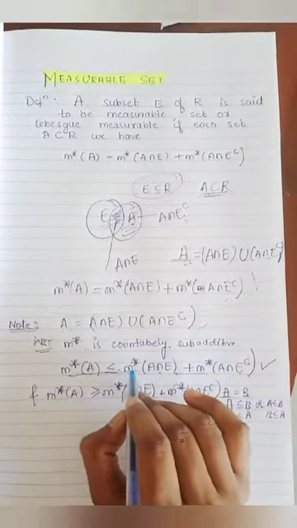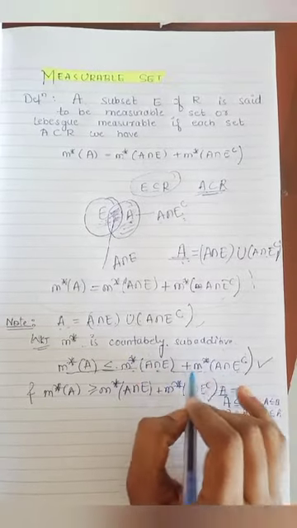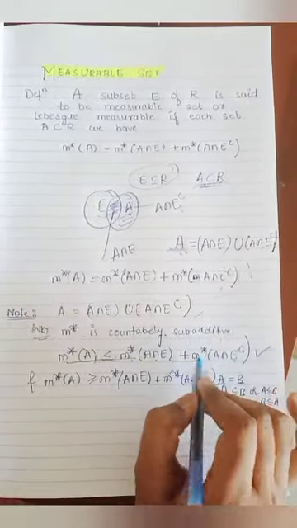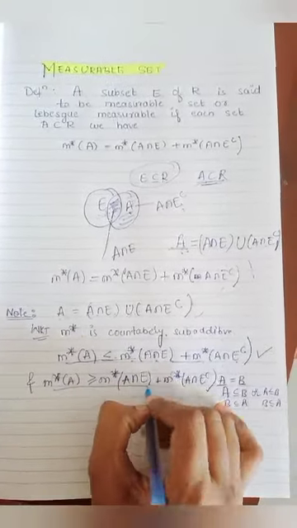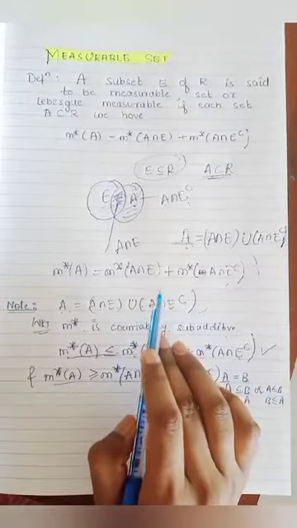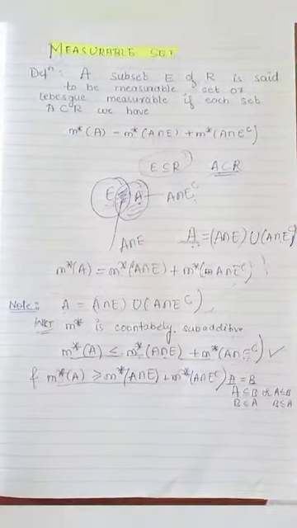So M star of A is always less than or equal to M star of A intersection E plus M star of A intersection E complement. To prove any set is measurable, we just have to show this condition. So from these two we can say that it satisfies the condition of a measurable set. That's why the given set is measurable.